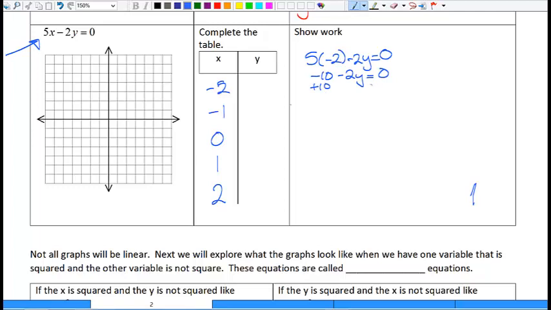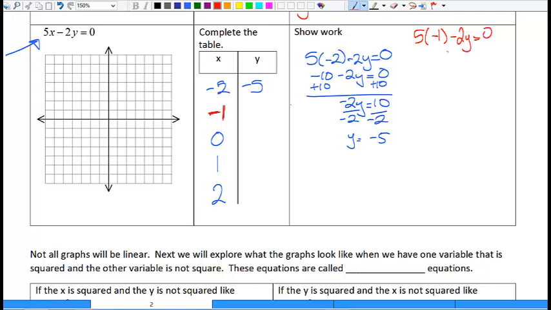I'll add 10 to both sides. So notice that this is a whole lot more work than the last problem. So I'm getting y is equal to -5. To do the next problem, I'm going to do this in red just so you can see the difference of which one is which. So I have 5 times x, but in this case x is -1. So that's -5 minus 2y equals 0.